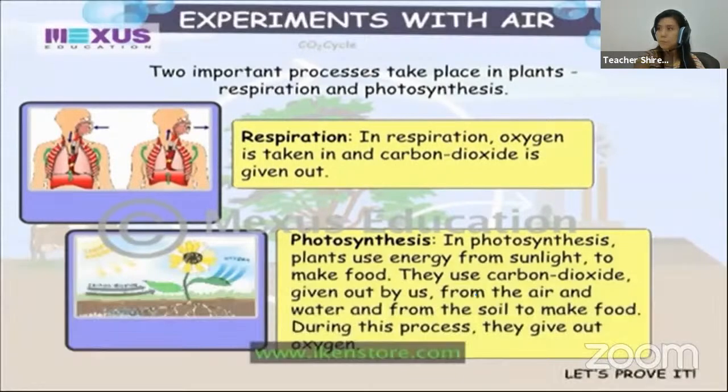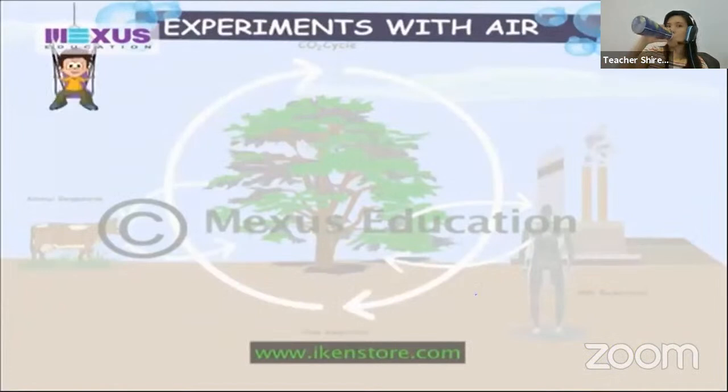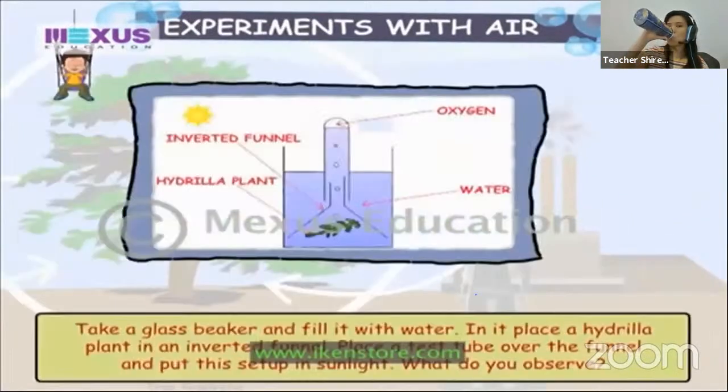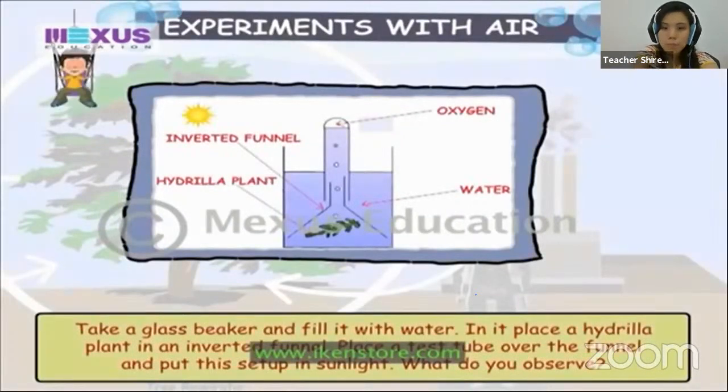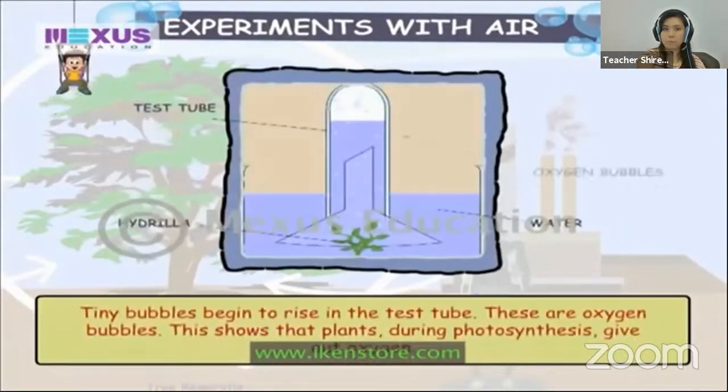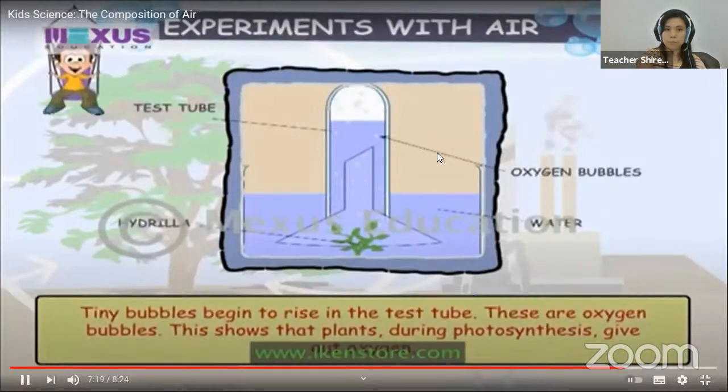Let's prove it. Take a beaker and fill it with water. In it, place a hydrilla plant in an inverted funnel. Place a test tube over the funnel and put this setup in sunlight. What do you observe? Tiny bubbles begin to rise in the test tube.